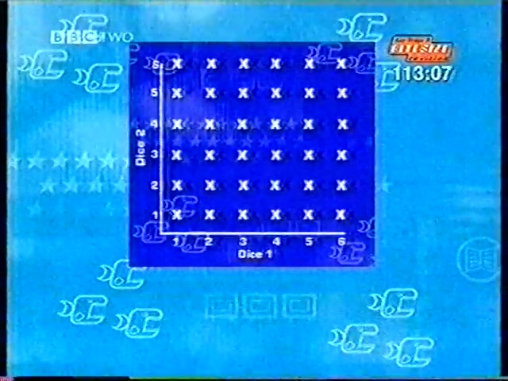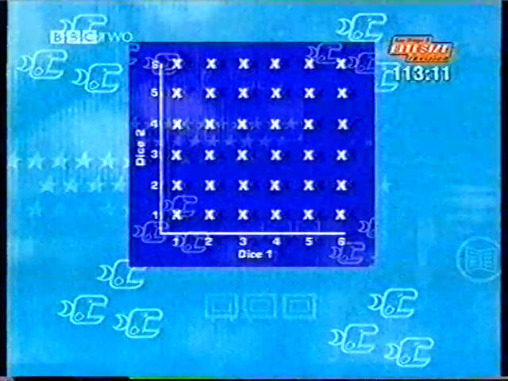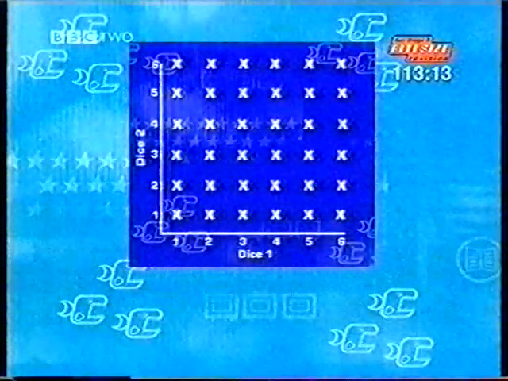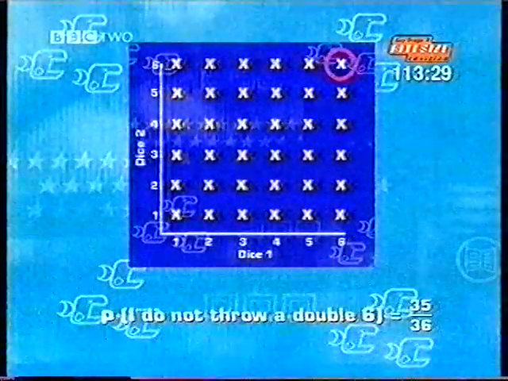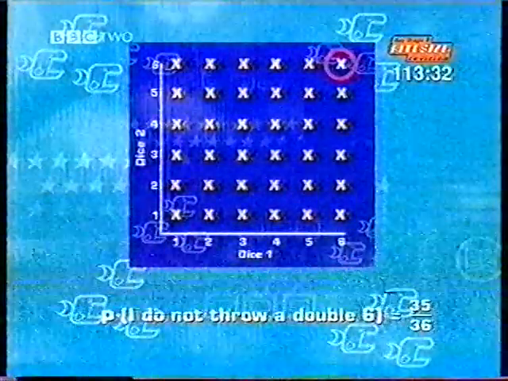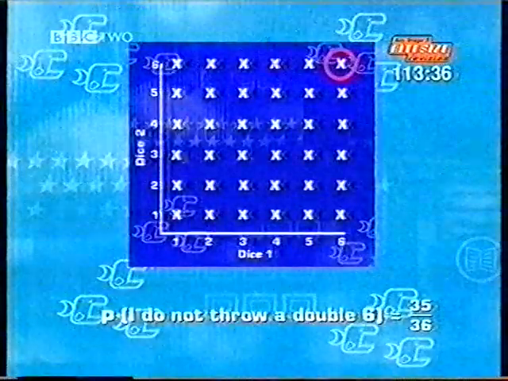We can check that against the sample space diagram, showing all the possible outcomes when you throw 2 dice, from a 1 and a 1 to a 6 and a 6, double 6. There are 36 possible outcomes in total. There's 1 chance of a double 6 out of 36 possible outcomes, and 35 chances of not throwing a double 6 out of 36 outcomes. That's 35/36 again.